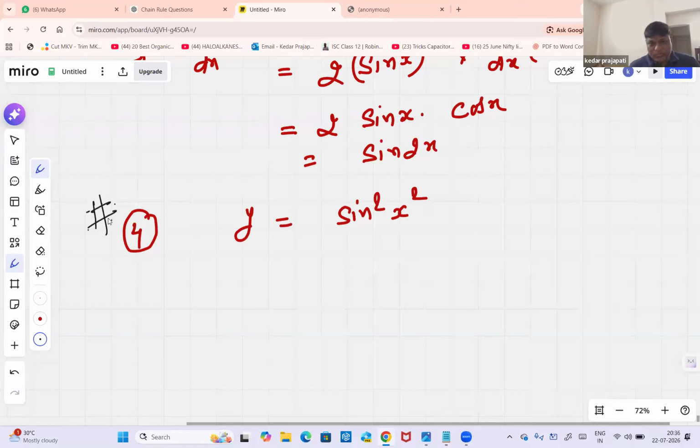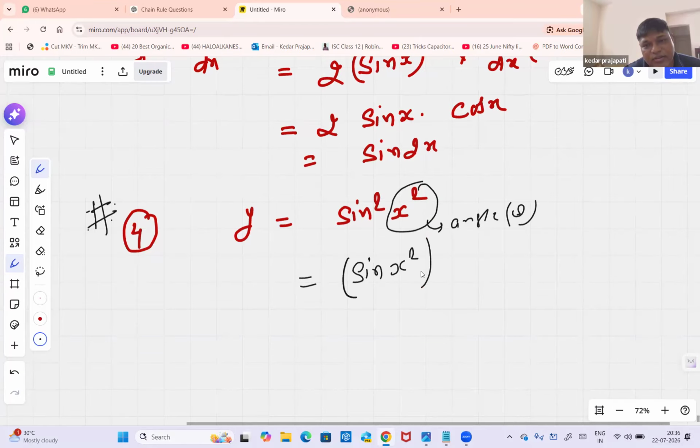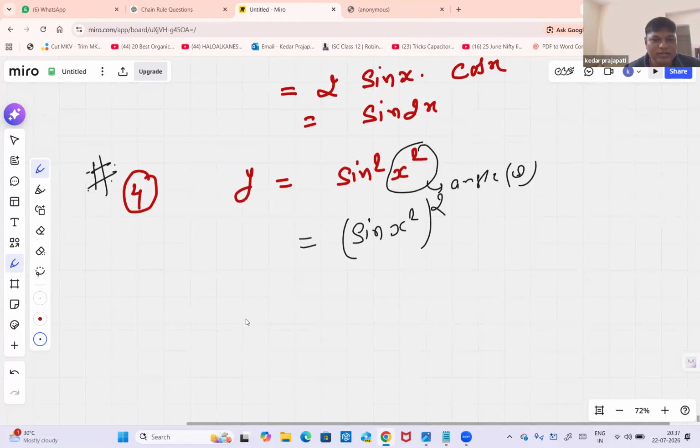Now, what is happening? With the simple rule, you can't do it, so you have to apply some logic here. This is your angle, theta. So this is nothing but sine square theta. It means I can further write it like this: this can be written as sine x square to the power 2. Can we write it like that? Yes. Now, this is y.